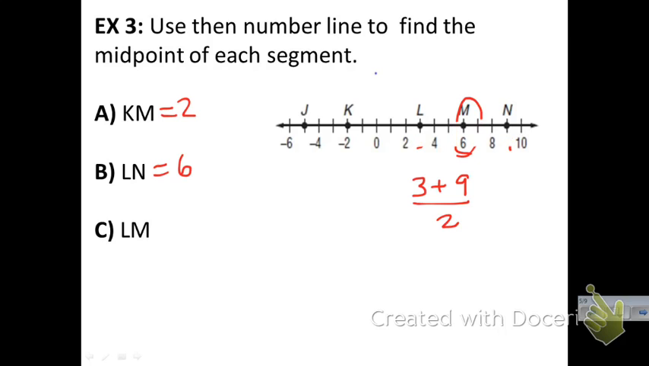And then from L to M, that's pretty easy. It's close together. You can see the middle is right, well, close, right about there. So we're going to say it's between 4 and 5, so that would put it at 4.5. Or you could add L, which was 3, and add M, 6. So those added together are 9 divided by 2 gives you 4.5.